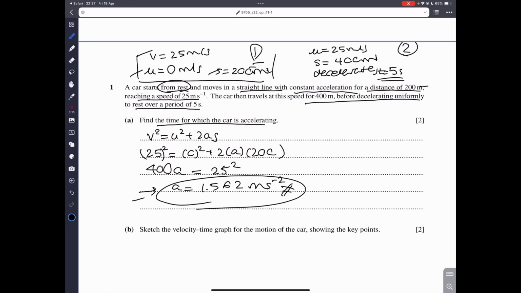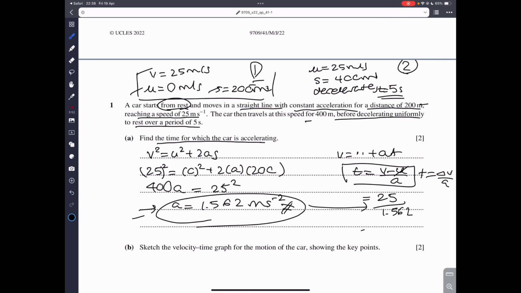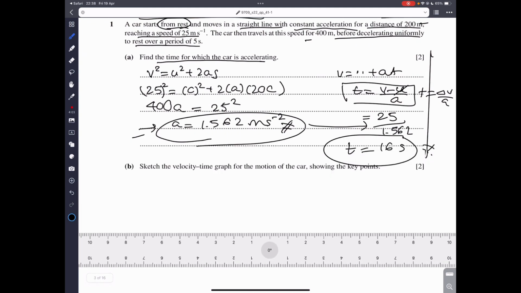Okay, so we know the constant acceleration for the first 200 meters. But we want to know the time, so for time we have to use this formula. We know that v is equal to u plus at. So a is equal to v minus u over t. I'm sorry, we have to find the time, so t is equal to v minus u over a, the change in v over a. The initial velocity is 0, the final velocity is 25, and the acceleration is 1.562. This is going to give us approximately 16 seconds. So the time will be approximately 16 seconds.